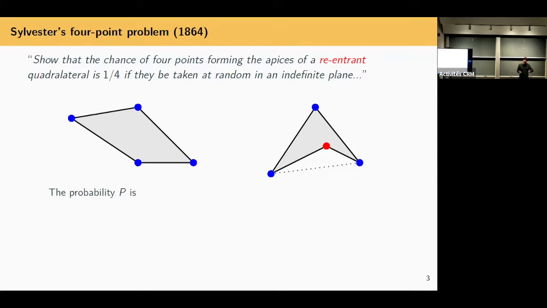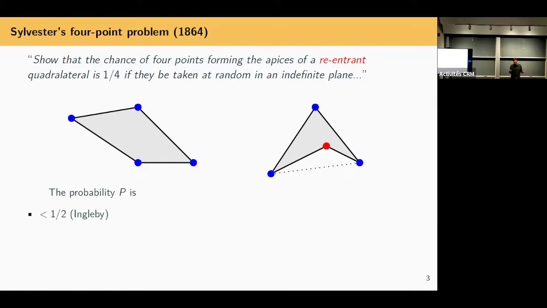Okay, so take 4 coins out of your pocket, throw them in the air, and look how they land. Do you get a genuine quadrilateral or a non-convex quadrilateral? So the claim is the probability that you get a re-entrant one, a non-convex one, happens 1/4 of the time. Okay, so this was posed in the Educational Times. Readers submitted answers, and no consensus about the number 1/4.